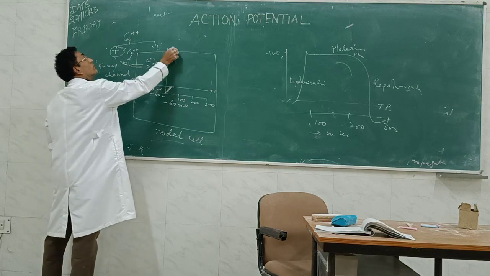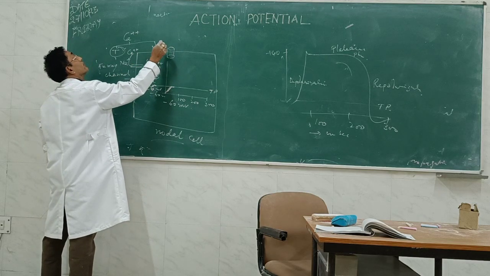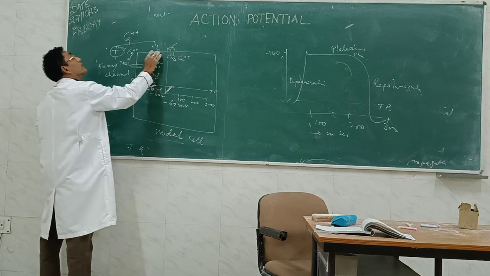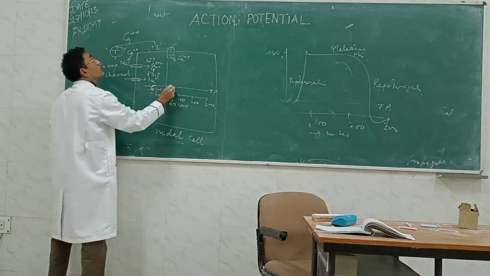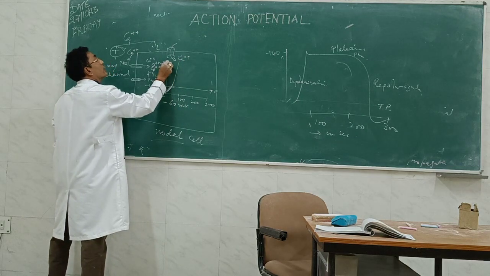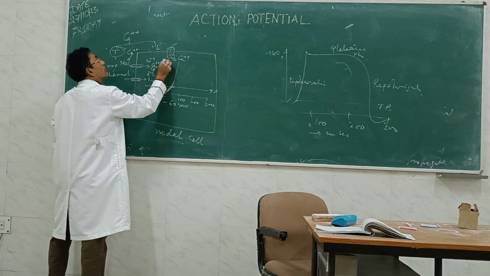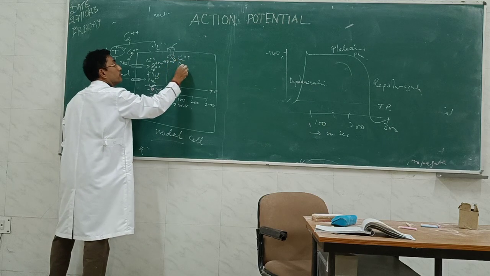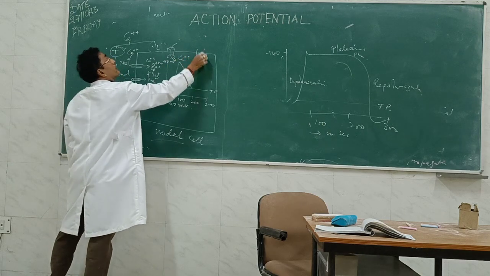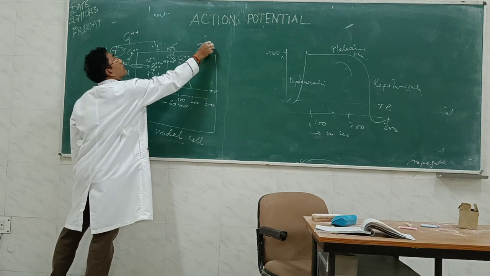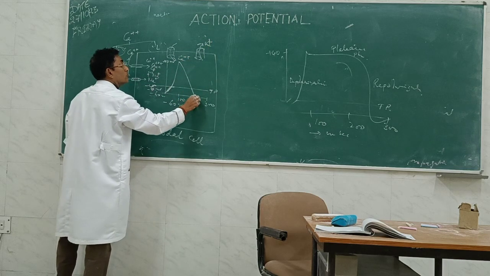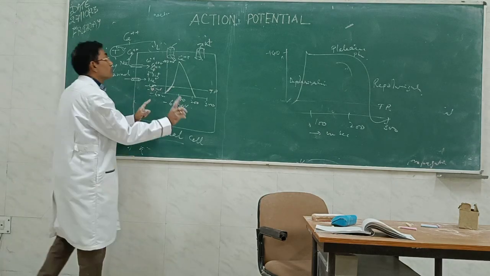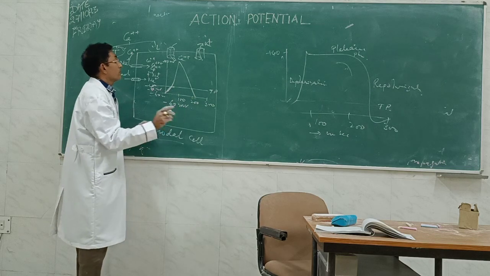Then this will help to stimulate another channel, that is the L-type calcium channel. Because of this, the potential will change up to plus 40 millivolt. Then there will be an exit of potassium through the voltage gated potassium channel, so it will come back to minus 60 millivolt. Here there is no positive after potential, no hyperpolarization.